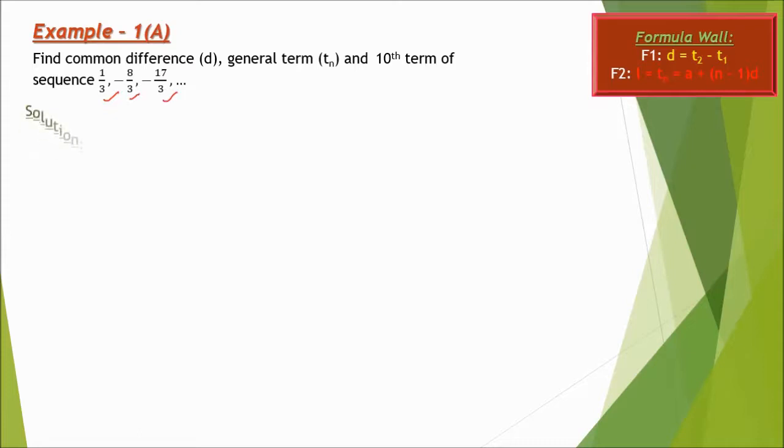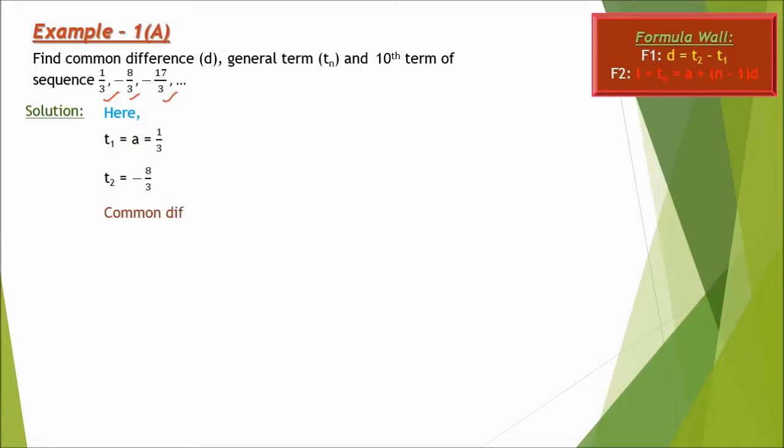Now here T1, called a, is equal to 1 by 3, not minus 1 by 3, only 1 by 3. T2 is equal to minus 8 by 3. We don't need the third term, so we need the common difference. Common difference, we know the formula.